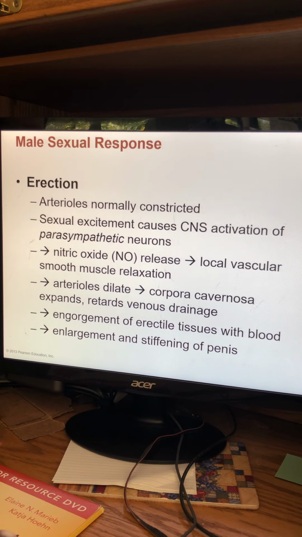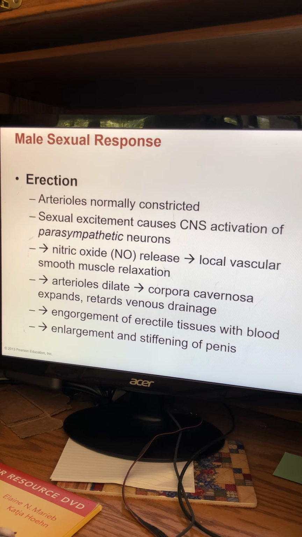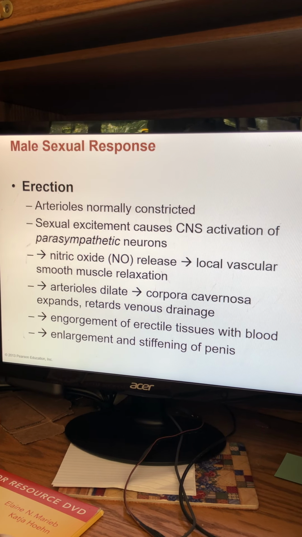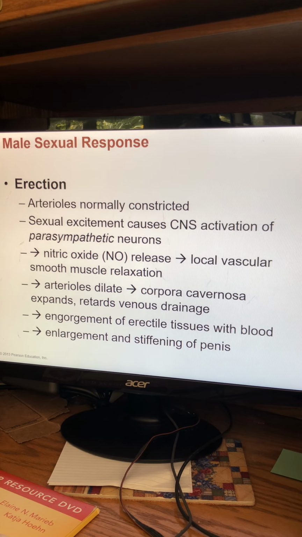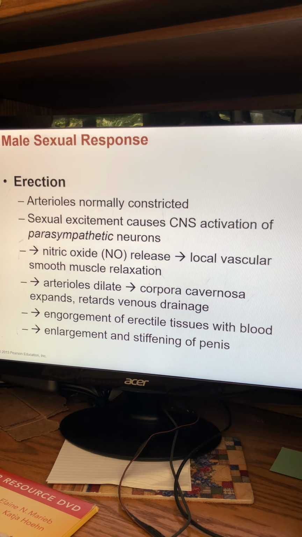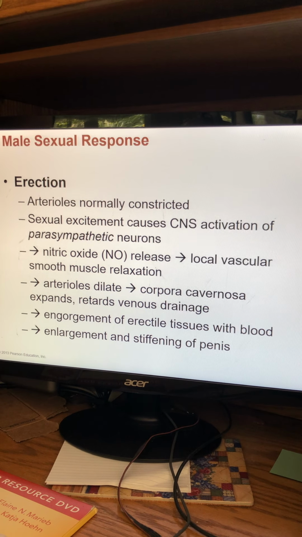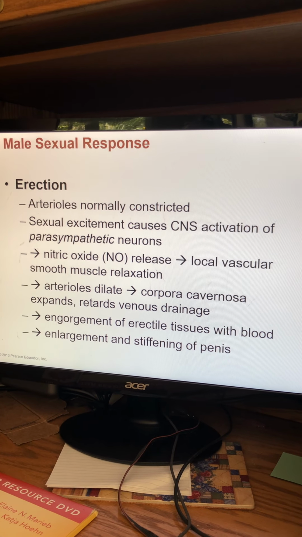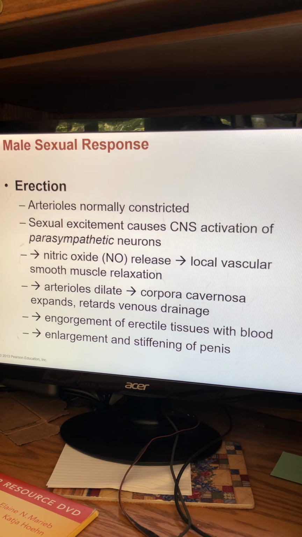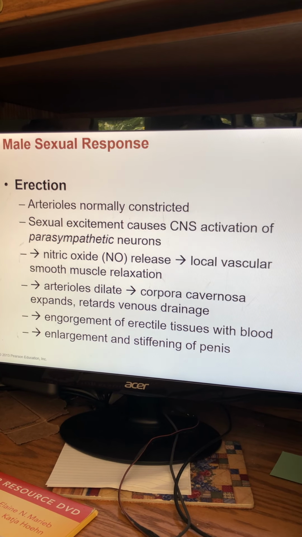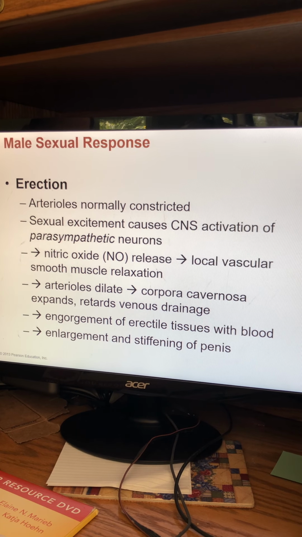And when it does that, it's going to make sure that you're not going to have any loss of venous drainage. So it's going to make sure that that happens. There's going to be engorgement of the erectile tissues with blood. And by definition, enlargement and stiffening of the penis is called an erection. Doesn't sound exciting, but that's exactly how it works.